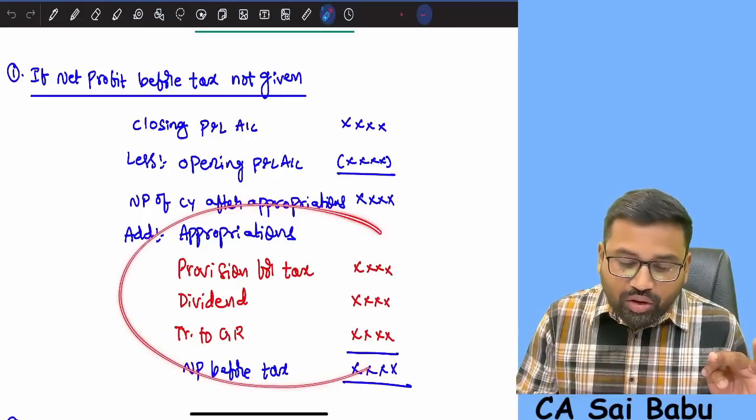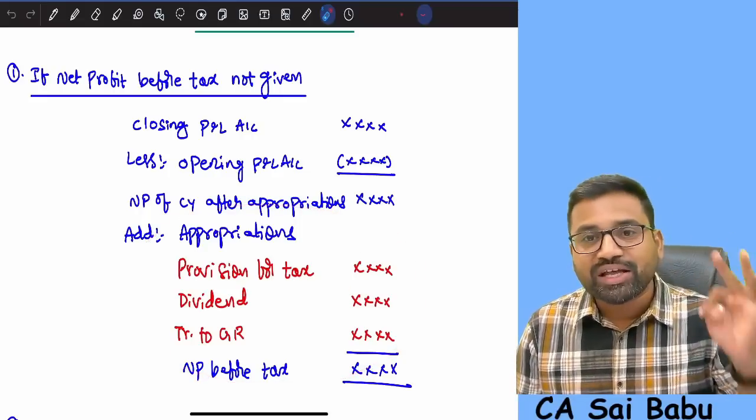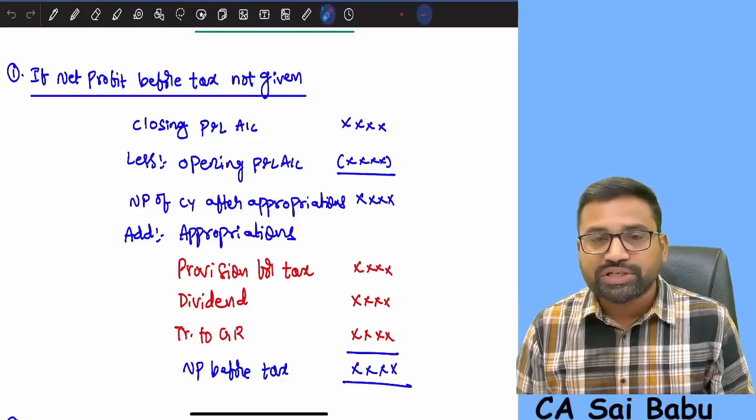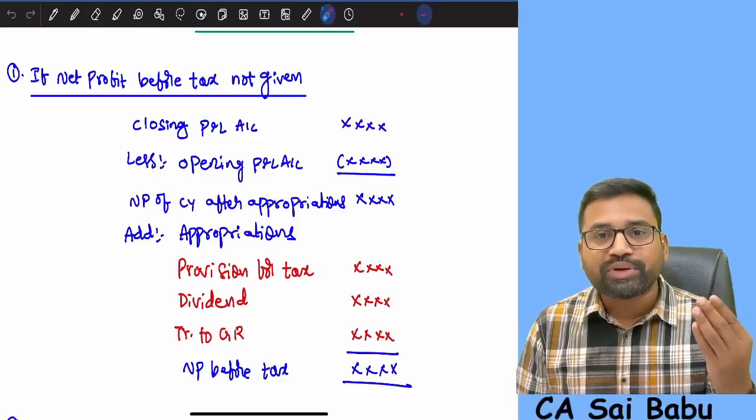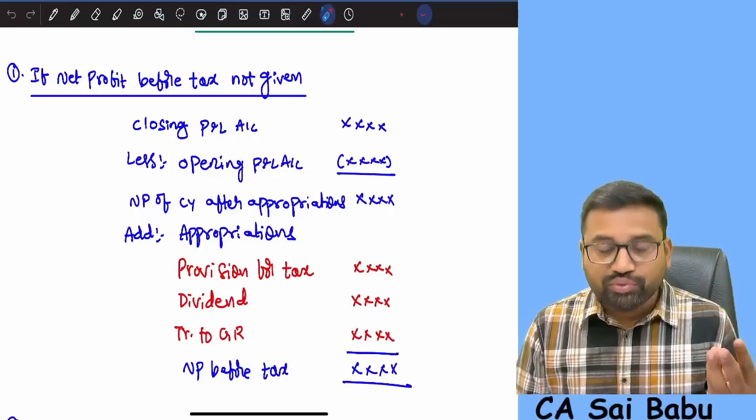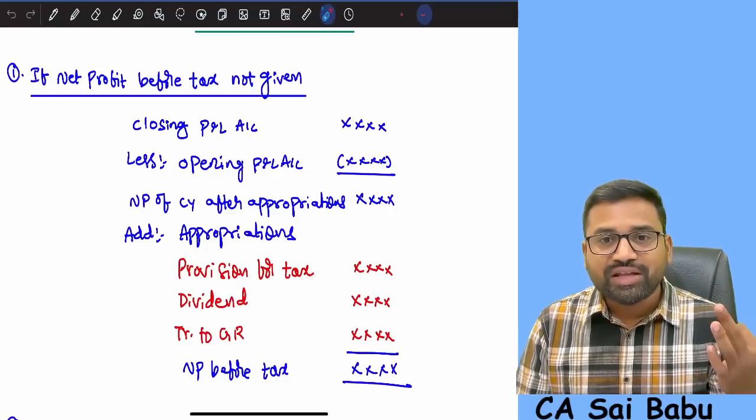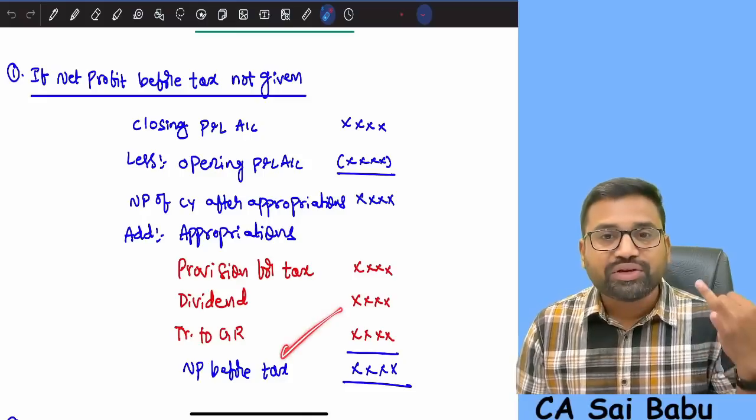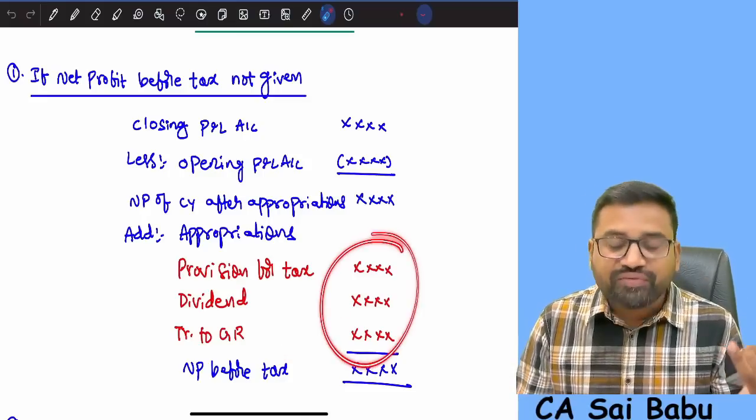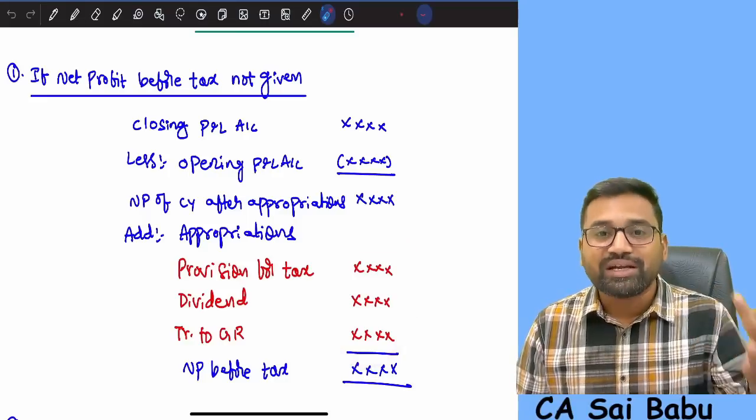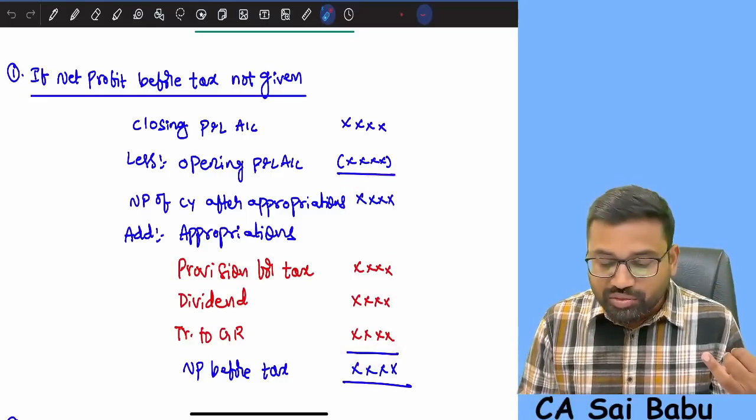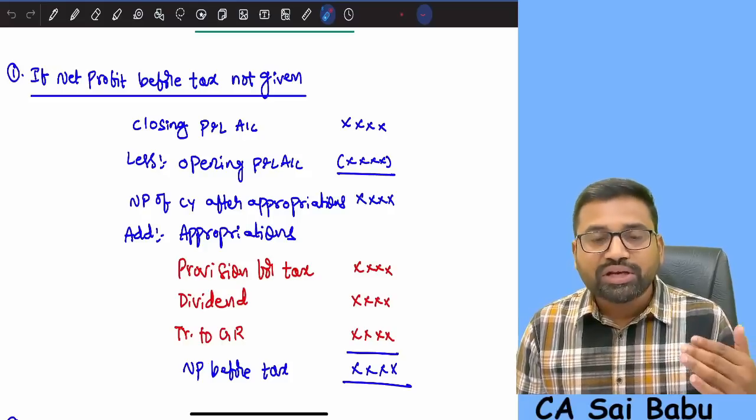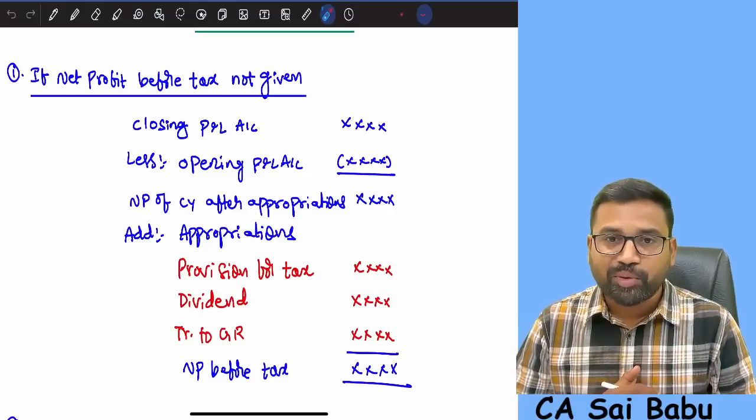Add back what are all the appropriations you have done from the current year net profit. Generally from the current year net profit, what kind of appropriations will we do? 3 kinds of appropriations are generally done. First, provision for tax. Another one is dividend, either interim or final dividend. Next, transfer to general reserve. If any one of these appropriations happened from the current year, add back to this difference. You will get net profit before tax. Now that will be the starting point. Then you can continue and ascertain the cash flow from operating activities.